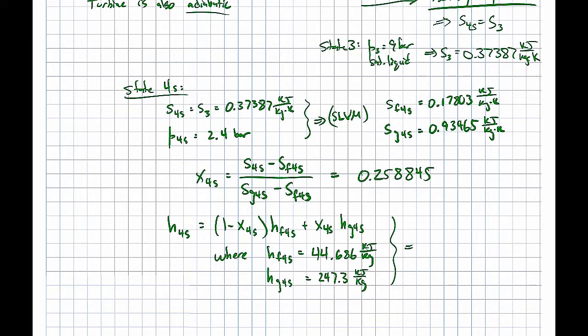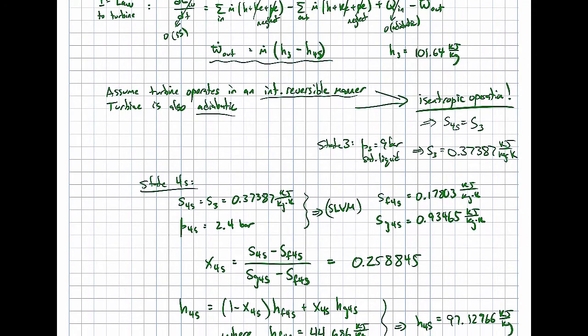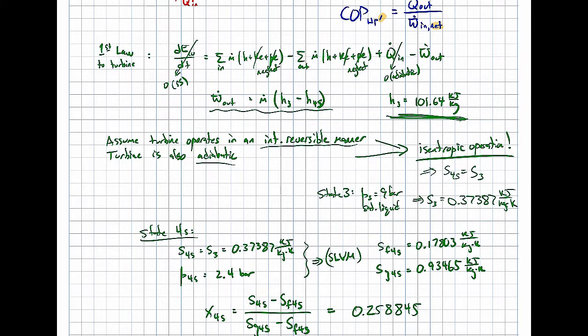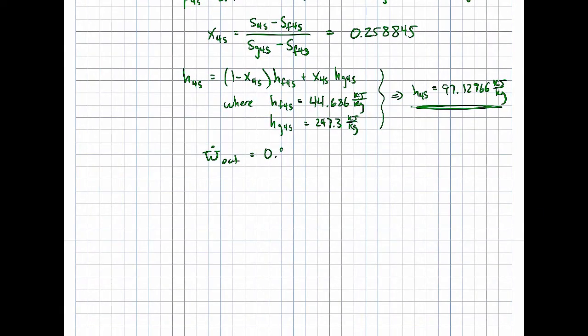So anyway, when you plug in these values, the specific enthalpy for 4s comes out to be 97.12966 kilojoules per kilogram. So now we have our two specific enthalpies. We have h4s, and then we also have the h3 from before. We can plug those into our power equation along with the mass flow rate, the 7 kilograms per minute. And what we'll get out of the turbine then comes out to be 0.526 kilowatts. It's a pretty small number.